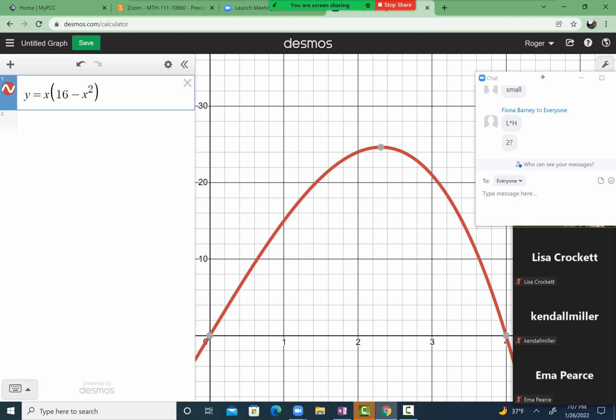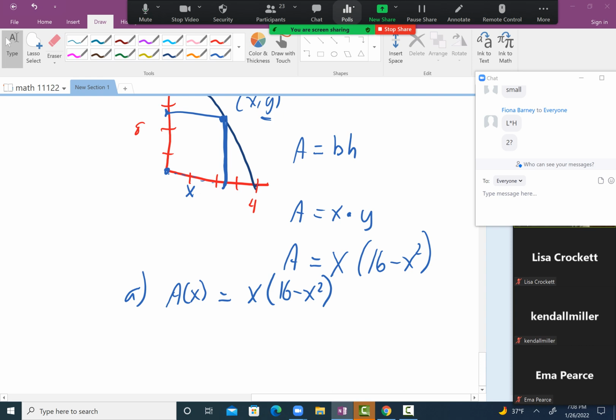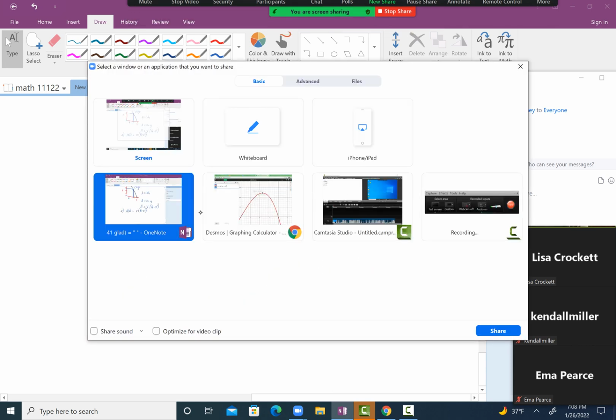Then it says graph A of x, and for what value of x is A the largest? Well, we did graph it. How about that? So let's go up here to the largest, click on that, and I see that at 2.3, I get the largest value for my area at 24.6. Okay. So yeah, that was a good idea to graph that, because we got the answers just by looking at it. So I'm going to go back to my share of my OneNote here, and put that down.